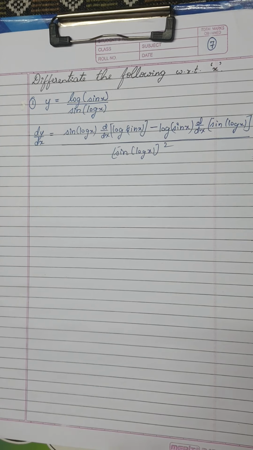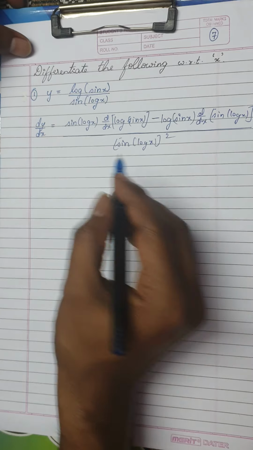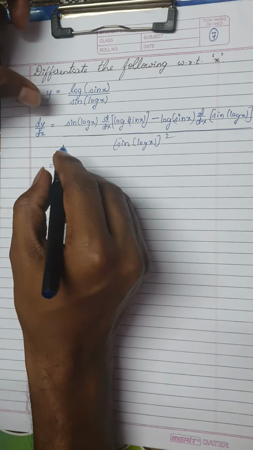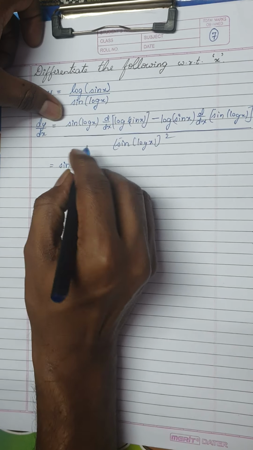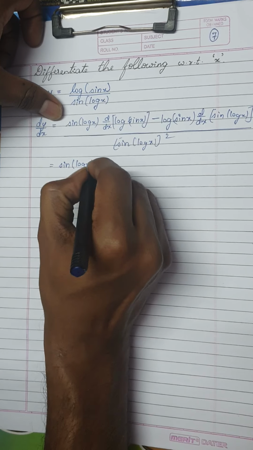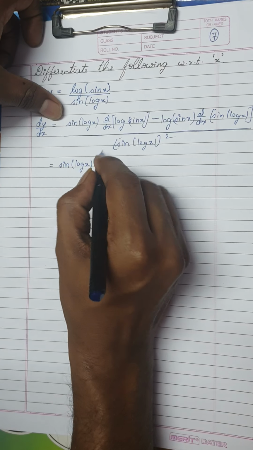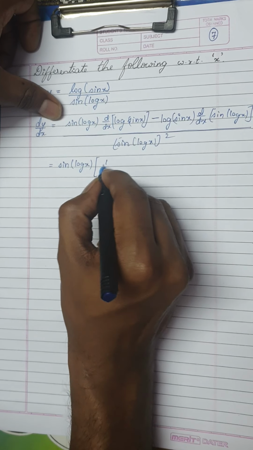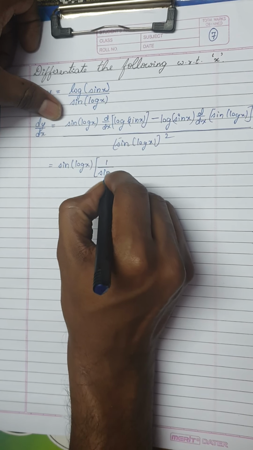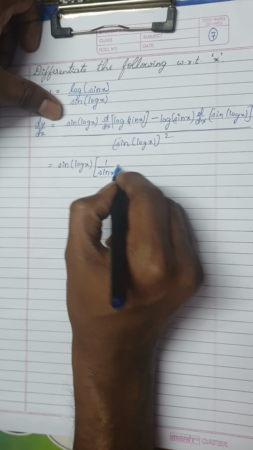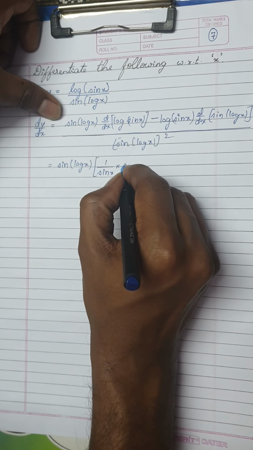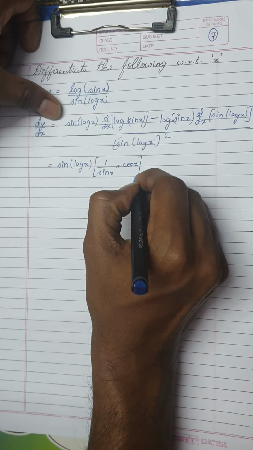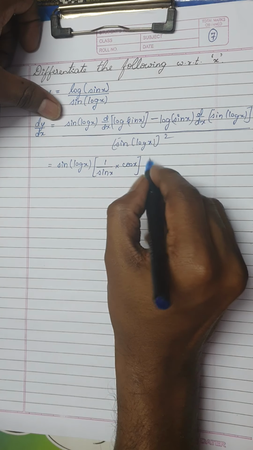We are using the chain rule over here because we have a function of a function. So sin of log x is taken as it is. Now remember, I have log of something. Derivative of log of a function is 1 divided by sin x, into the derivative of sin x. What is the derivative of sin x? This is nothing but cos x, right?